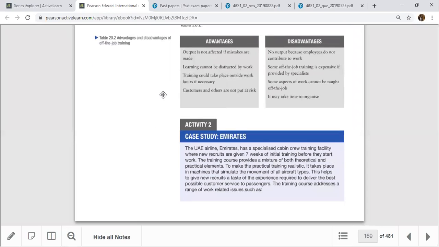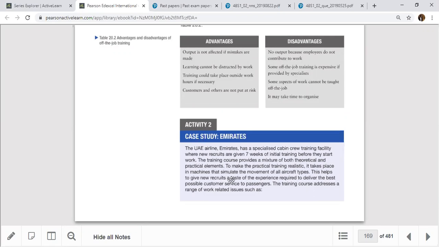Emirates. This Emirates case study came in the 2020 May June papers also. You can see the Emirates case study is there in the large business. Emirates is a large business flying to more than 180 destinations. A Dubai-based airline, specialized in a cabin crew training facility, where new recruits are given 7 weeks of initial training before they start work, almost 2 months of training before they start their work.